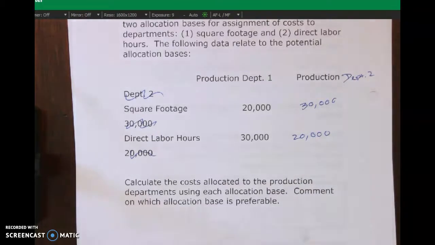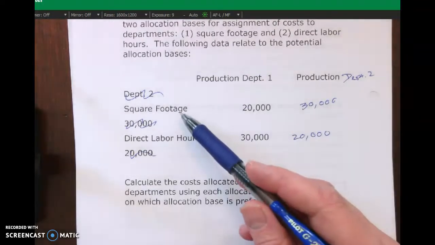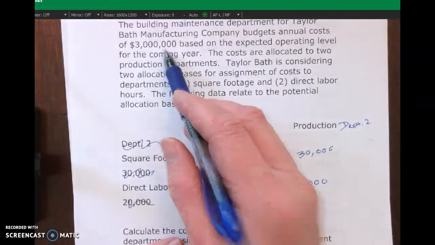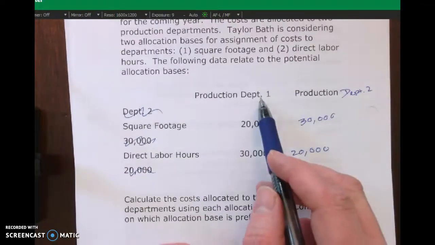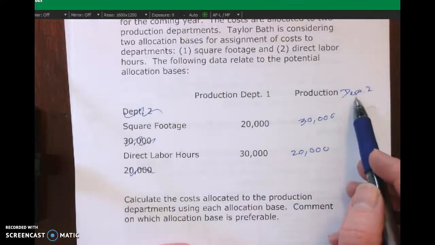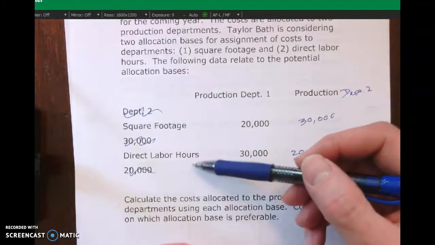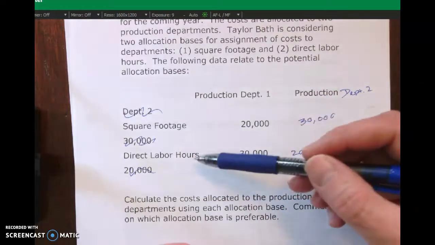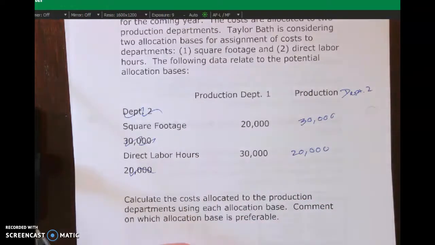So what we want to do here is determine how much cost will be allocated of this 3 million, right up here, this 3 million, which is the service department costs. How much of that cost will be allocated to Department 1 and to Department 2 based on square footage and then based on direct labor hours. And then we'll make a comment and we'll discuss which allocation base, square footage or labor hours, is better.